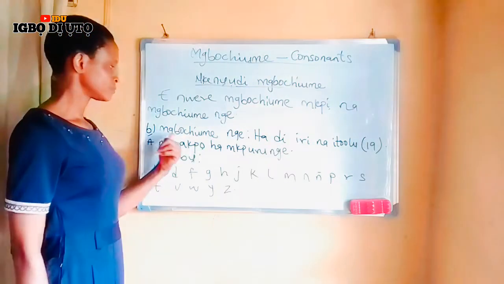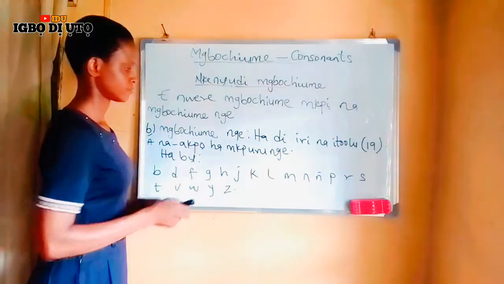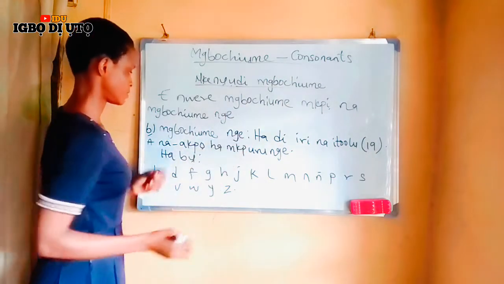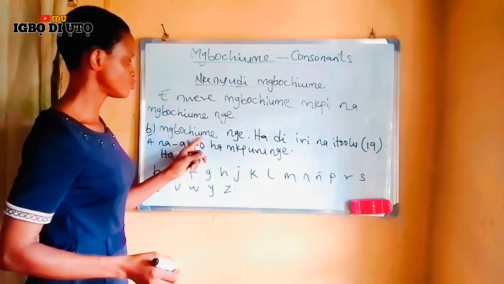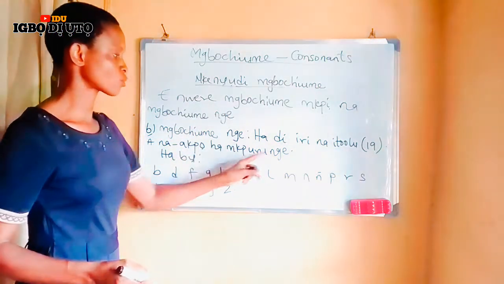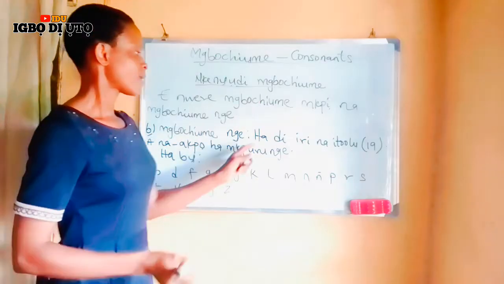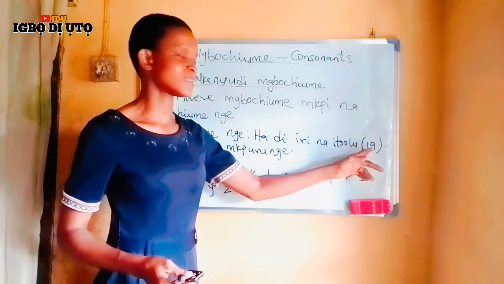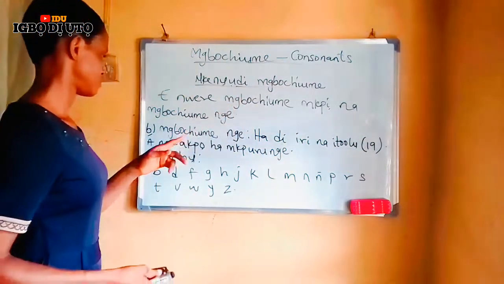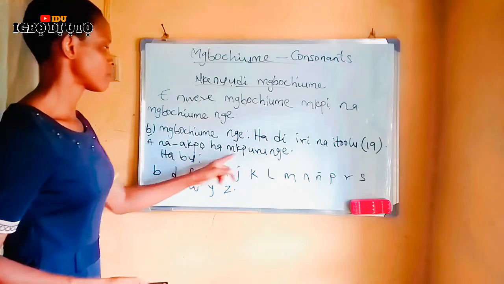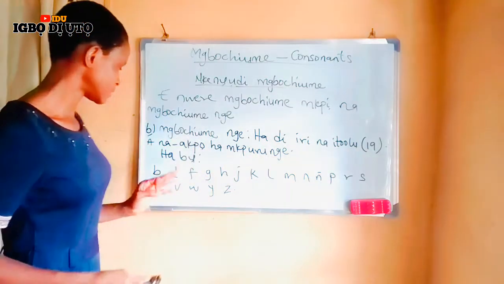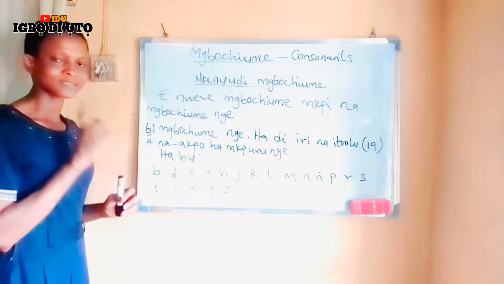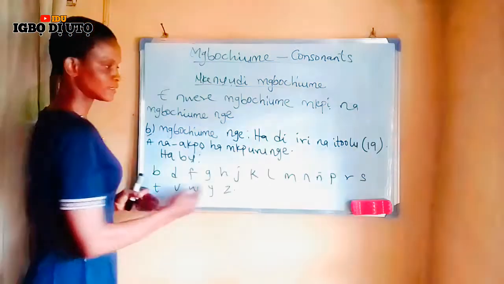The first one is called mkpụrụ mkpị. So the second one now is mgbochiume nge. That is mkpụrụ nge. Ha dị iri na itoolu. That means they are 19 in number. A na-akpọ ha mkpụrụ gịnị? Nge. They are single letters, where there is no combination with other letters. Do you understand? They are only one. If you look at them on the board now, you see it.